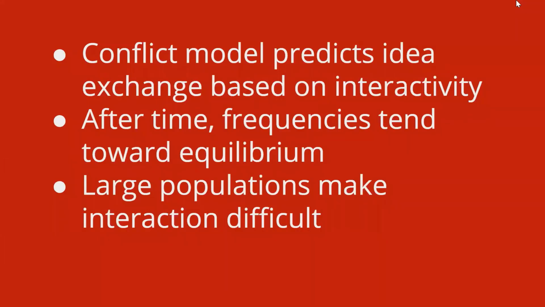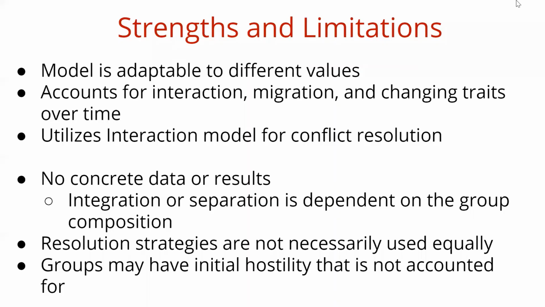So basically our big idea is that the conflict model presents and predicts idea exchange based on interactivity. Depending on how the interaction parameter works, we can see allelic frequency, or in other words, the ideas change. And after time, the frequencies tend towards an equilibrium. Moreover, large populations make interaction difficult, or in other words, it makes changing the ideas more difficult just because the population is already large.